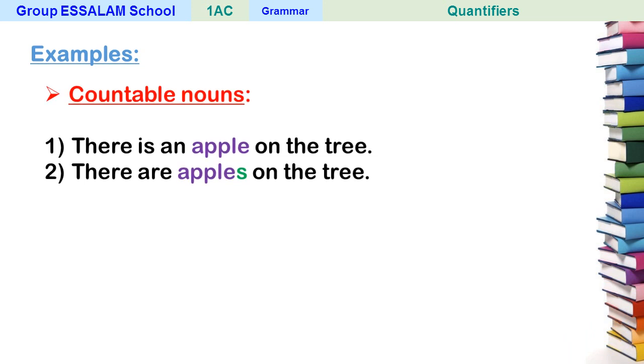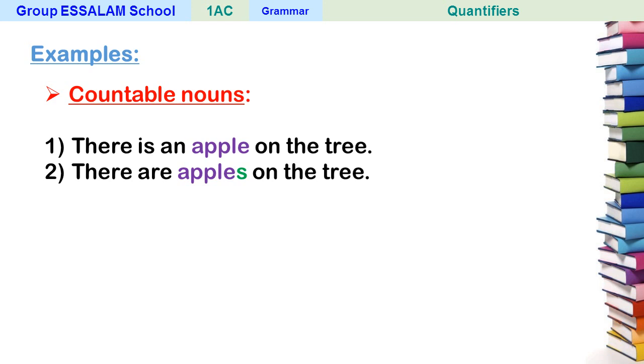So we have here countable nouns. There is an apple on the tree. In this sentence, we have the noun apple. And we have the verb is. So here, this sentence is a positive sentence, of course, and apple is a countable noun.